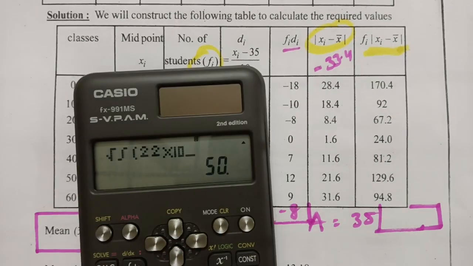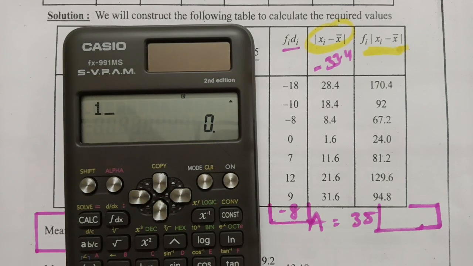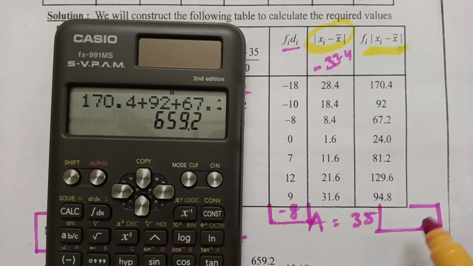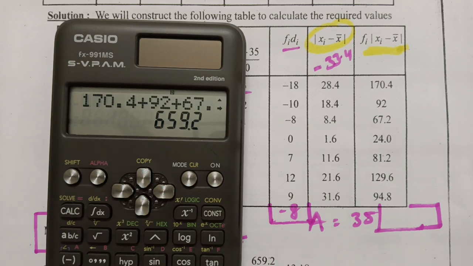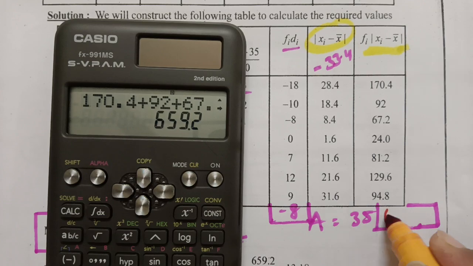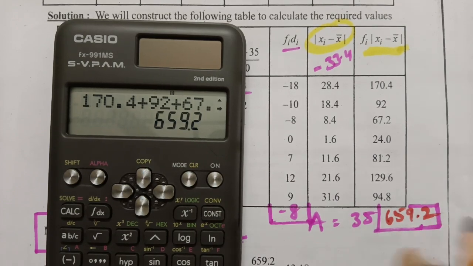In order to make a total, see here, this will be 170.4 plus this is 92 plus this is 67.2 plus this value is 24 plus this is 81.2 plus 129.6 plus this value is 94.8. See, this value is nothing but 659.2 is the total.